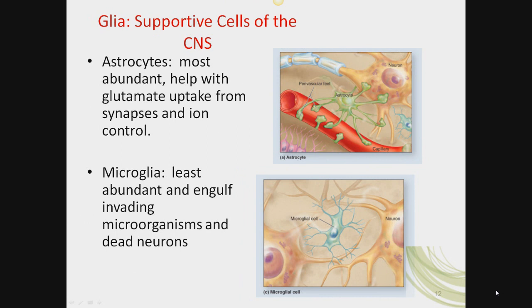Their functions include helping to form the blood-brain barrier. They help regulate tissue fluid composition. They can help regulate synaptic transmission. They form a structural network. They help with replacing damaged neurons, and they assist in neuronal development. As far as regulating synaptic transmission, some astrocytes help remove neurotransmitter from a synaptic cleft.